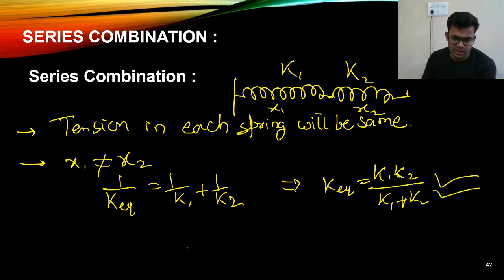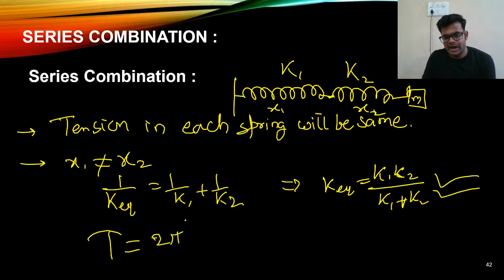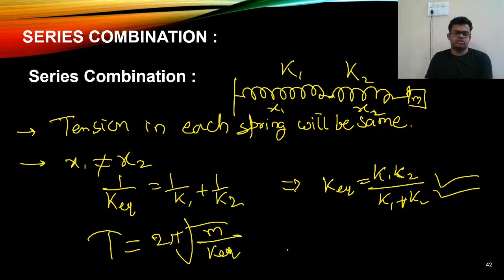Now what will be the formula of time period? Let's say here is the mass M. So T will be equal to 2 pi under root of M upon k equivalent. That's all. So you will get the answer for this question. This is the formula you need to follow. That's all, my dear friends.